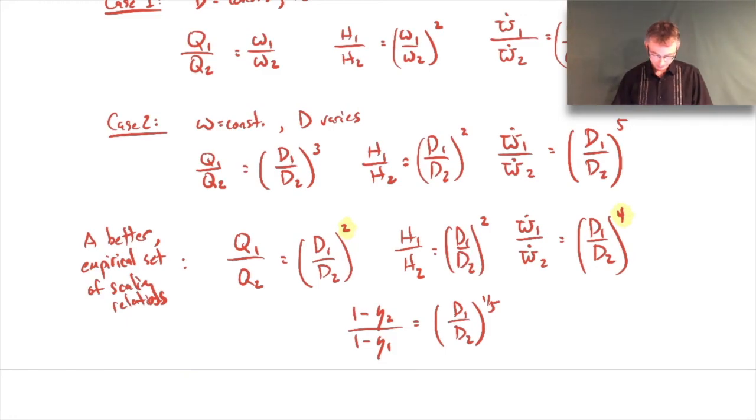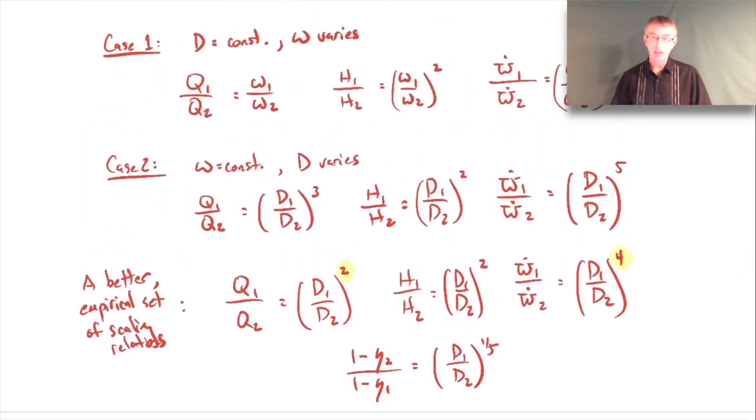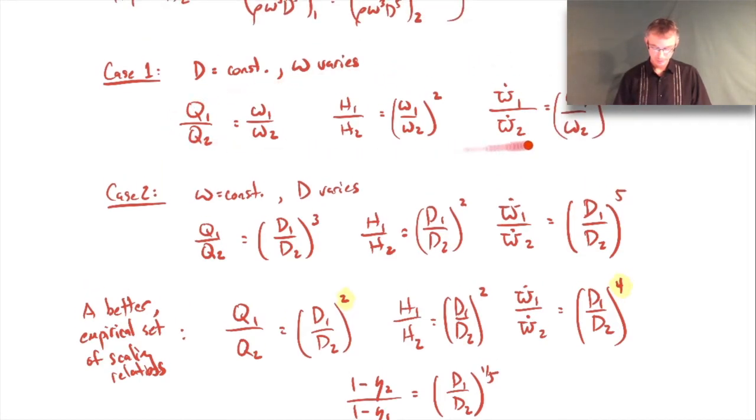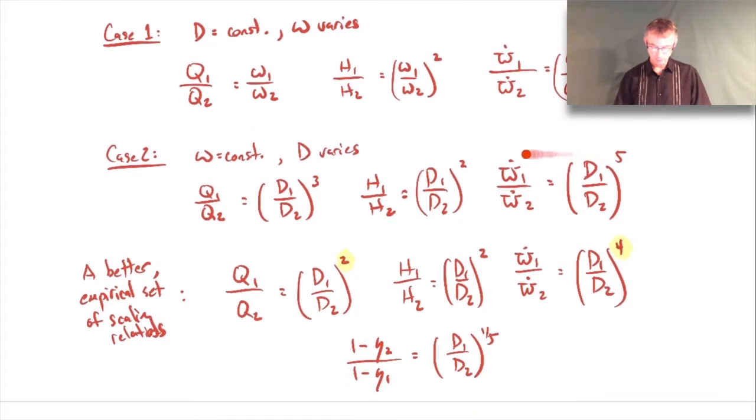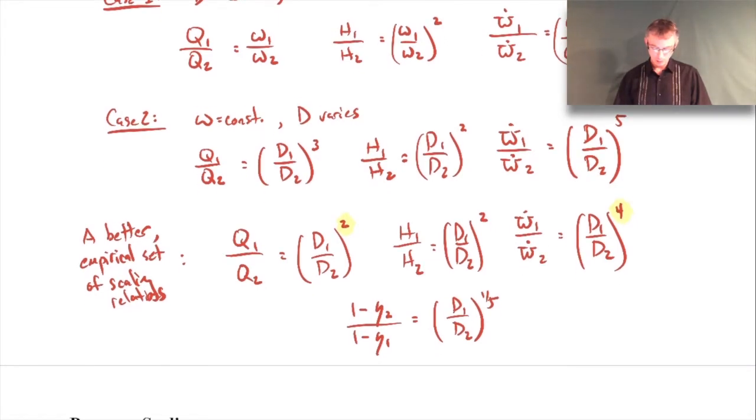Okay, so that gives us a way to do scaling when you're changing the pump impeller speed. We can use this, and that works pretty well. And then when we're changing the pump impeller diameter, you can use this coming from dimensional analysis. It's okay. It's not great because of violating geometric similarity. Or you can use this more empirically based set of scaling rules. That works better. Okay.